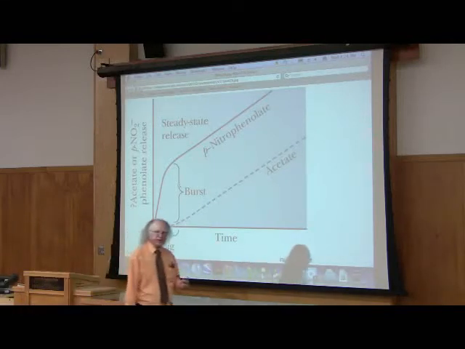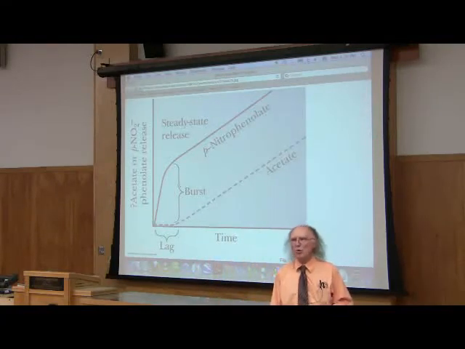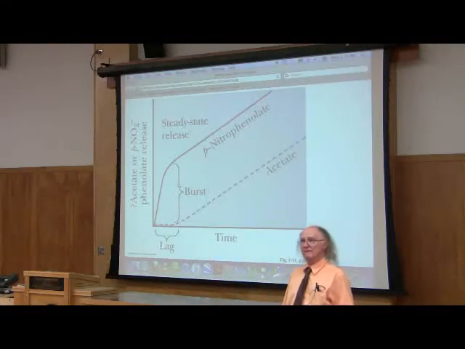Now, when people first discovered that, they didn't quite know what that meant. Yes? So the substrate that the chymotrypsin is acting on is colorless, but after chymotrypsin acts on it, it becomes yellow. So the product of the reaction is yellow.